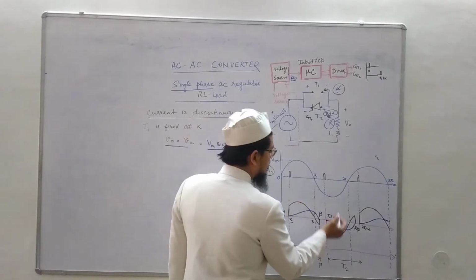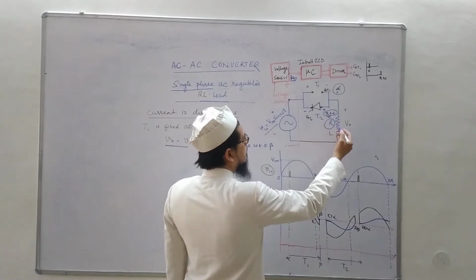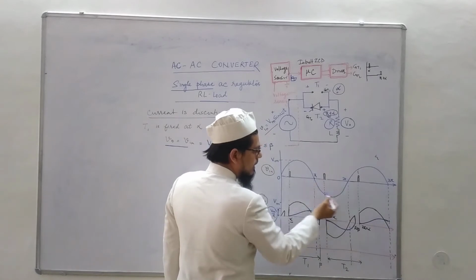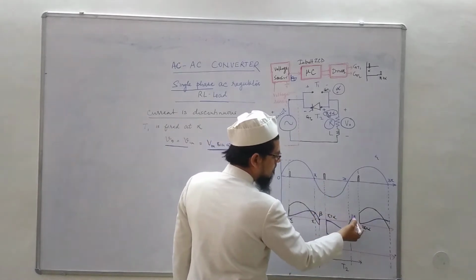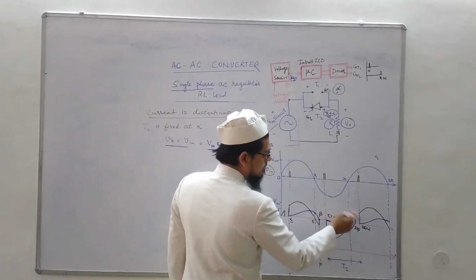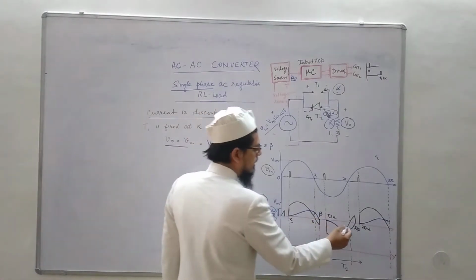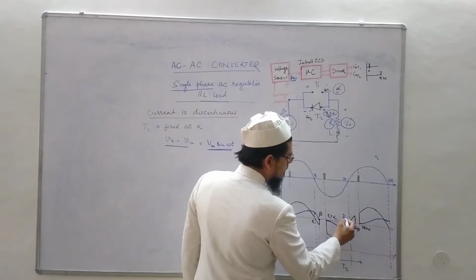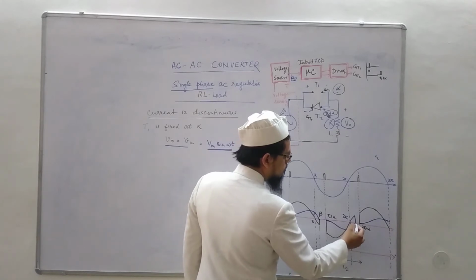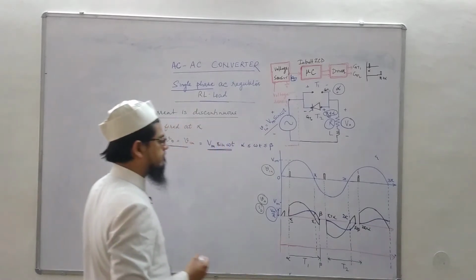Then similarly at pi plus alpha, T2 is given the firing pulse and it starts conducting, and now VO will again be equal to Vin, and the voltage is in the negative half cycle. So negative half cycle voltage appears across the load. Similarly, the current will also be in the negative half cycle, and it will start from 0. It won't reduce to 0 at omega t equals 2 pi, rather it has got some finite value, but it will reduce to 0 at pi plus beta.